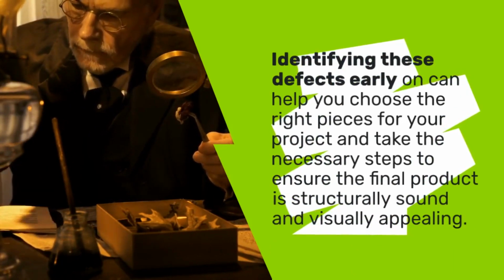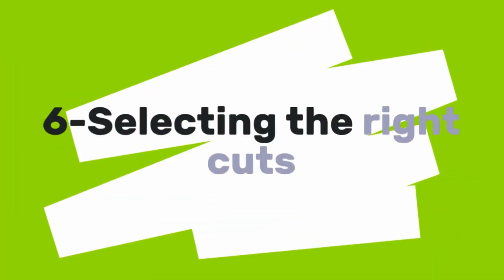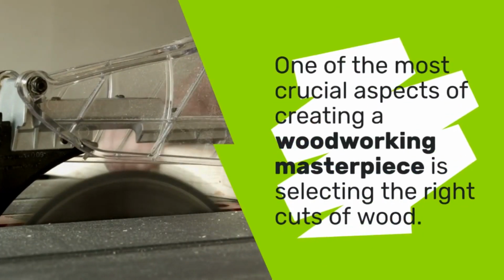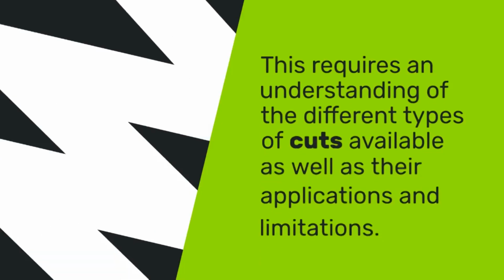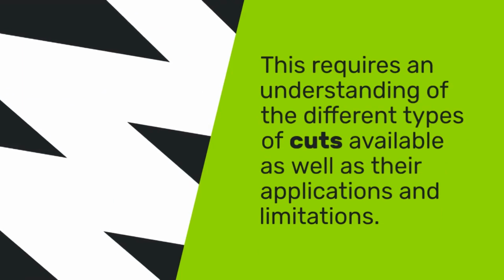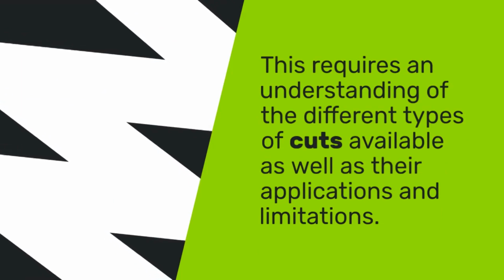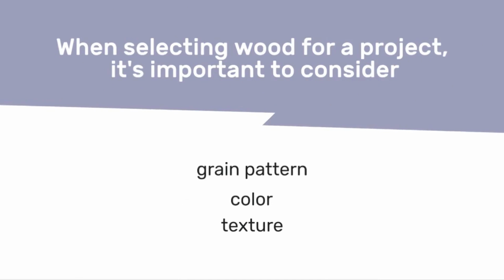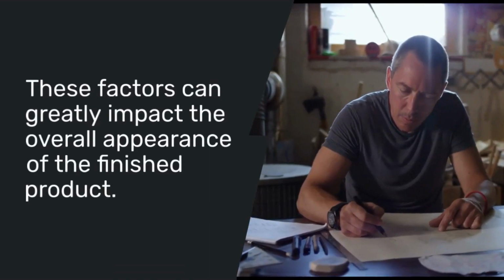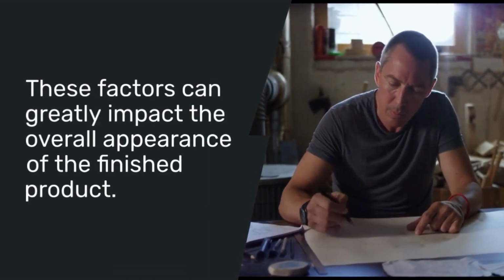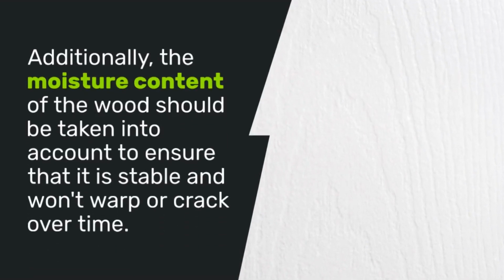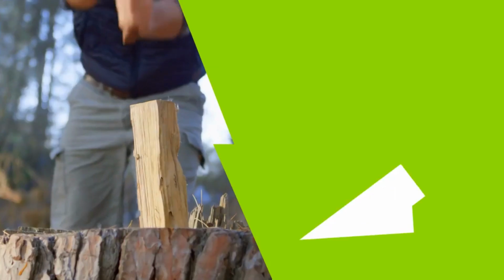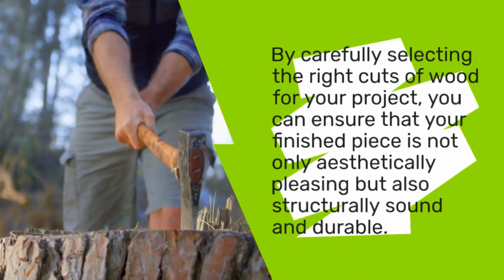6. Selecting the right cuts. One of the most crucial aspects of creating a woodworking masterpiece is selecting the right cuts of wood. This requires an understanding of the different types of cuts available as well as their applications and limitations. When selecting wood for a project, it's important to consider the grain pattern, colour, and texture. These factors can greatly impact the overall appearance of the finished product. Additionally, the moisture content of the wood should be taken into account to ensure that it is stable and won't warp or crack over time. By carefully selecting the right cuts of wood for your project, you can ensure that your finished piece is not only aesthetically pleasing but also structurally sound and durable.